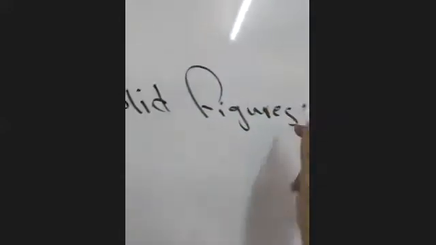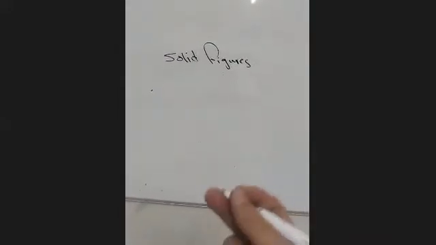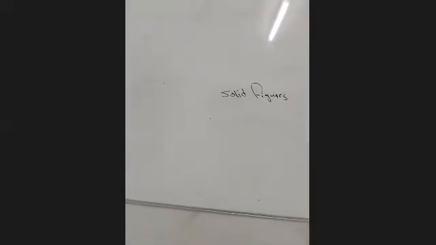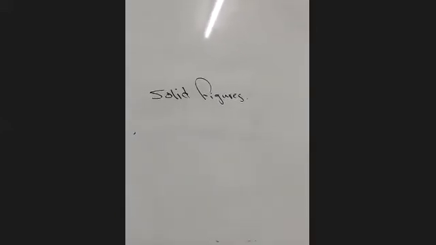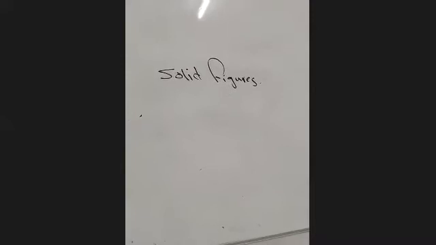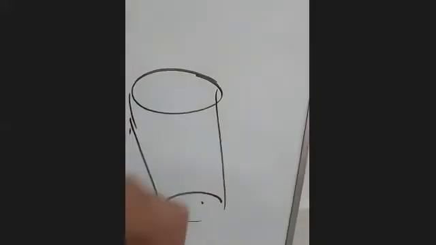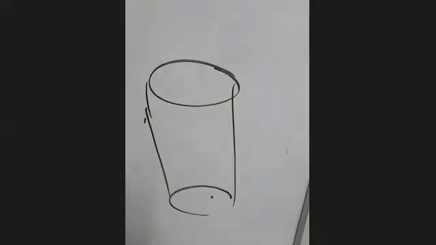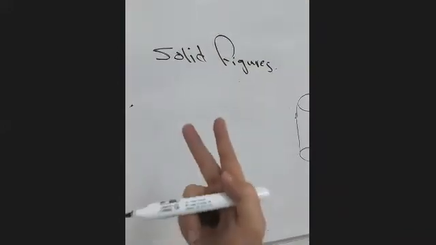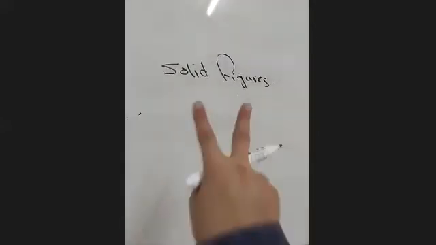Solid figures. What are solid figures? A solid figure is any figure that you can put things inside. Like the box, any box. Like the cylinder, you know, the gas cylinder in the kitchen. You can ask your mom. You can put things inside it. So it's a solid figure. Solid figures have a lot of types, but in this chapter we'll talk about two main types.